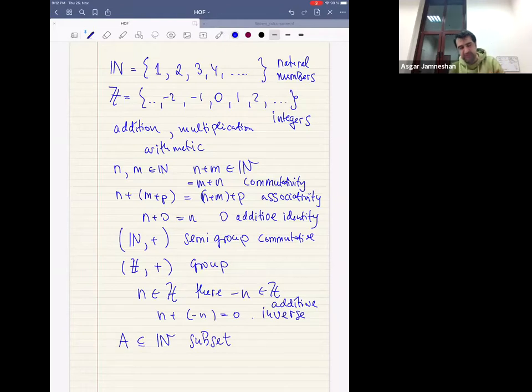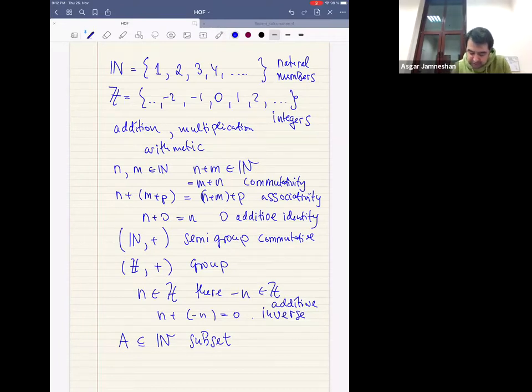So a subset just means that we choose some collection of the natural numbers. That could be, for instance, all even numbers, or all odd numbers, or all multiples of 3. Or, I don't know, all numbers larger than 200,000, that is a subset. So this is just some sub-collection of all the natural numbers.